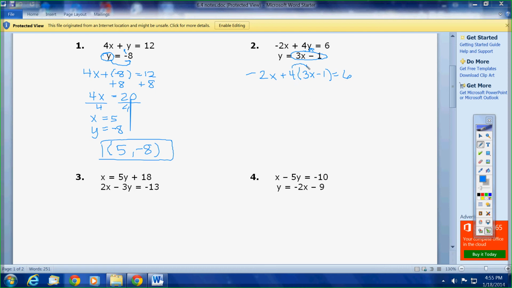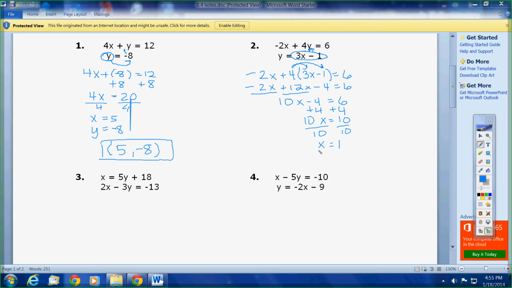We're going to distribute. Everything gets distributed by 4. Everything in the y was multiplied by 4, so everything the y represents is multiplied by 4. So I get -2x plus 12x minus 4 equals 6. Okay, from here we're going to combine like terms because I've got a -2x and a 12x. That gives me 10x minus 4 equals 6. Now I've got a two-step equation. I need to add 4 to both sides. I get 10x is equal to 10, and then I need to divide by 10. My x coordinate is equal to 1.